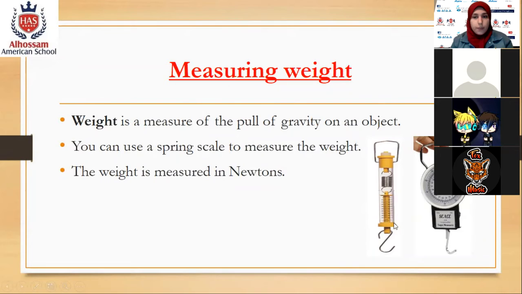Same for this one, but this one is not going down. It's just the pointer which moves. We also hang the object here, and the pointer goes to the number which refers to the weight of the object. Now, let me tell you that the weight is measured in newtons. We use kilograms and grams for mass. And we agreed that the mass is a totally different thing than the weight, right?